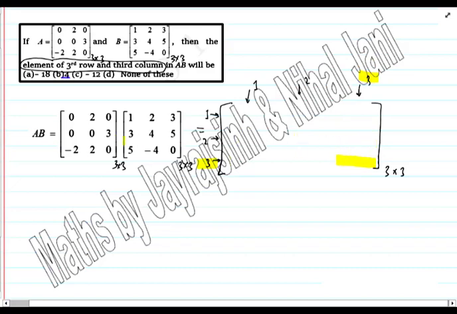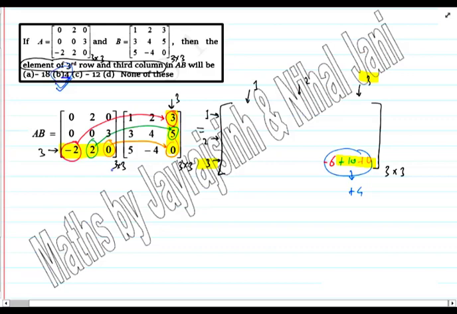So let's select third row and third column, right? To get this element, we have to select third row and third column and multiply corresponding terms. So minus 2 into 3 will be minus 6, 2 into 5 will be plus 10, and finally 0 into 0 will be plus 0, which will give us plus 4 as your final answer. So option B is the correct one. Ta-da! Personally, I like this sum very much.